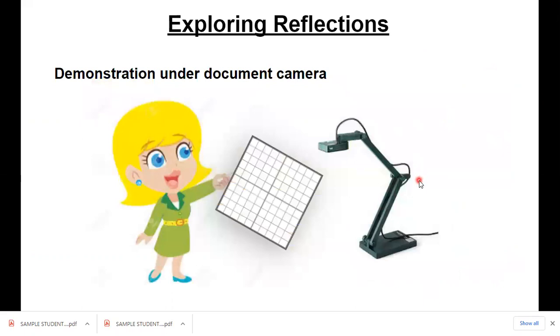So now I'm going to go under the document camera and I'm going to show you some things. I wish I looked like that, but I kind of tried to find somebody that looked like me a little bit. Okay, so let me pause it for a minute and I'll be back under the document camera.